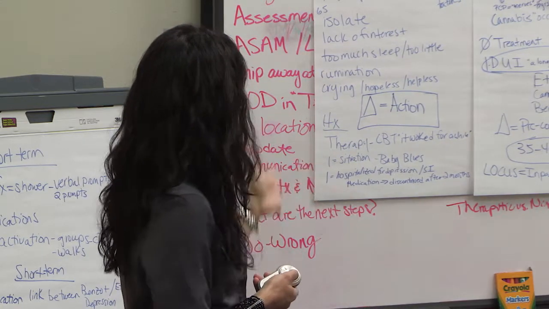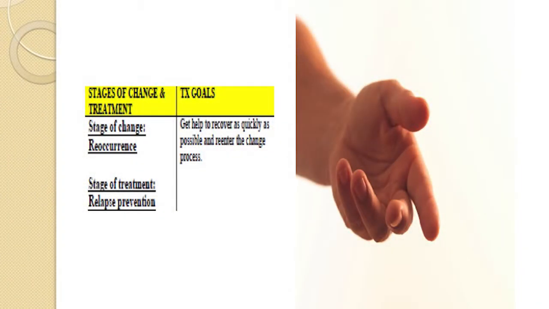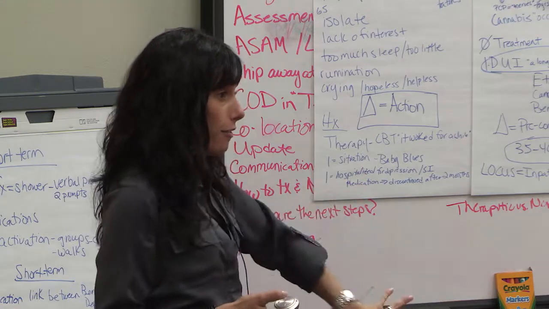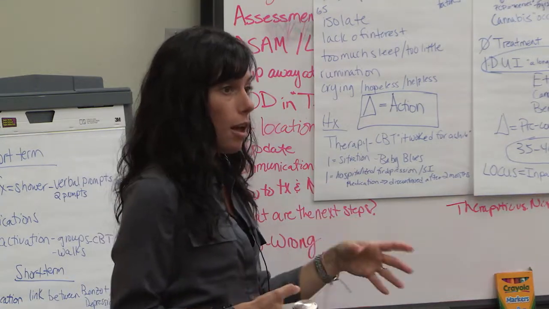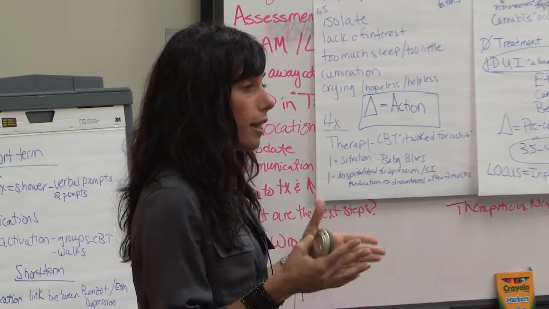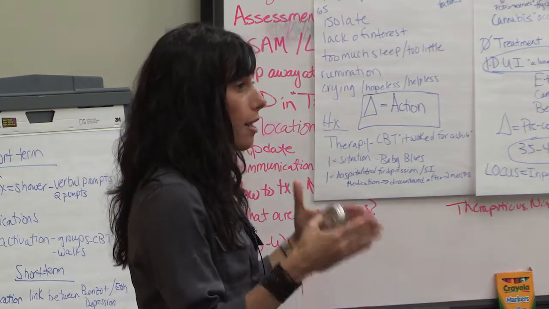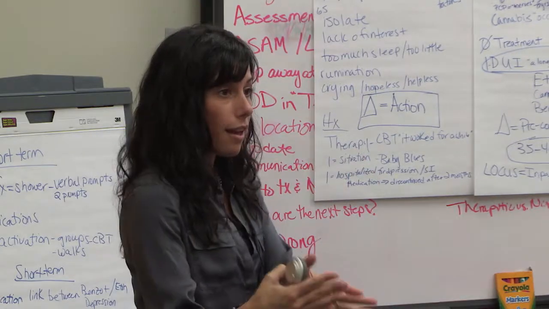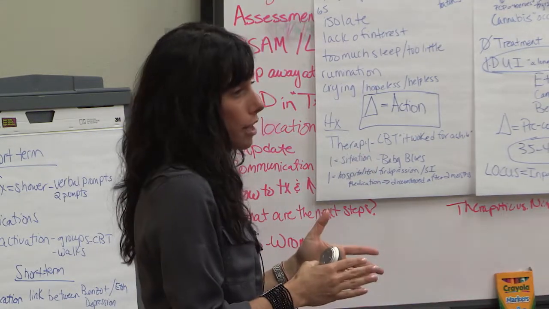And the idea of recurrence. So we want to get help to recover as quickly as possible and re-enter the change process if someone has a relapse or a recurrence. So it's the shame and guilt that often come from unmet expectations of themselves and others that prevent people from re-engaging in treatment. But if we can normalize that recurrence or relapse as part of the change process, the quicker they typically are to re-enter treatment, and the quicker we can get them to do that, the fewer gains they end up losing.